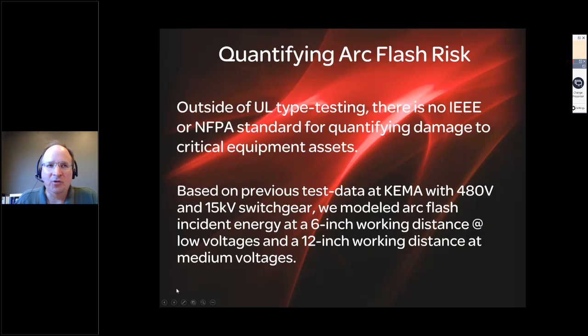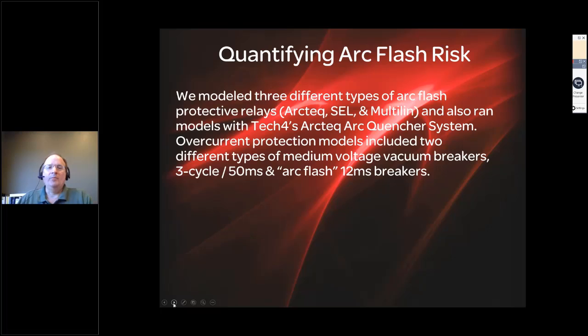And we based our evaluation on the amount of damage various incident energy levels cause, based on a review of previous arc flash incidents. We modeled 3 different types of arc flash protective relays in our study: Arcteq, Schweitzer, and Multilin. We also ran models with Tech 4's Arcteq arc quencher system. You'll see a little bit of the arc quencher system here, but again, this is not an arc quencher presentation. If you're unfamiliar with what an arc quencher is, I would encourage you to contact your L3 sales rep. They have archived arc quencher presentations that you can watch.